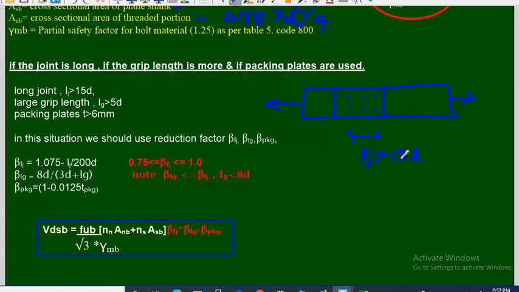If the length is greater than 15D, when I say D, D is the diameter of the bolt. In that case, we need to apply this reduction factor. It is a long joint.